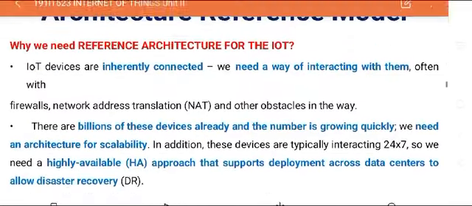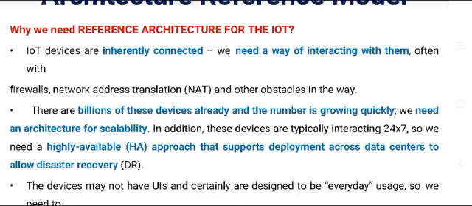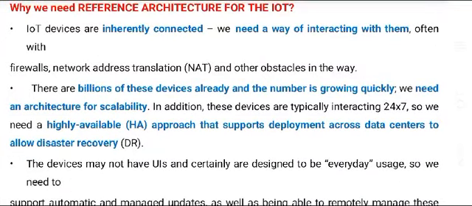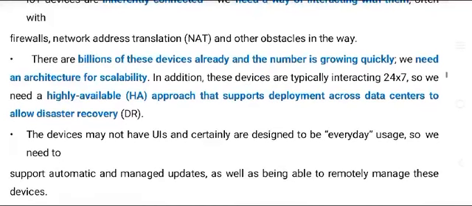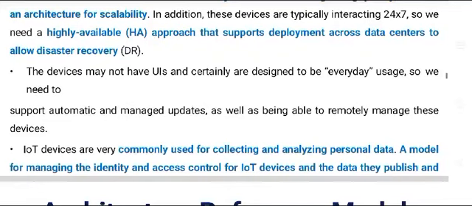Next one, architecture reference model. So this reference model is used in IoT. We all know that IoT is a connection or way of interacting with devices. So here we are using NAT, that is network address translation. By using this, billions of devices can be connected, and they are highly available, which supports deployment across the data centers to allow disaster recovery.